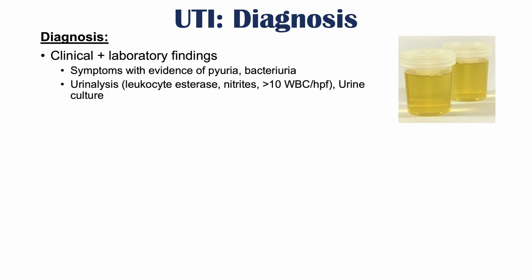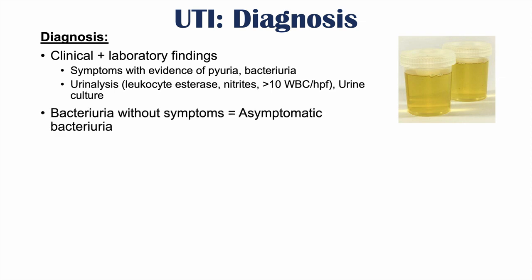Nitrites are a sign of bacterial infections. So certain bacteria will produce nitrites. And then when looked at under a microscope, a urinalysis will show greater than 10 white blood cells per high-powered field. And then urine cultures may also be performed to get sensitivities, but this is often not performed. So urinalysis is the go-to. So that is how clinicians diagnose a UTI.